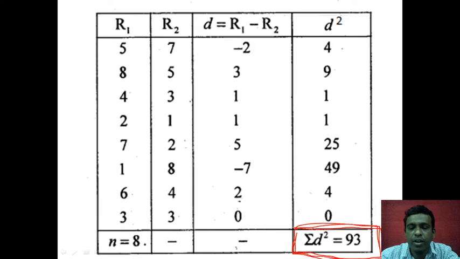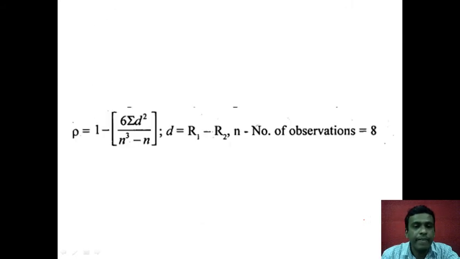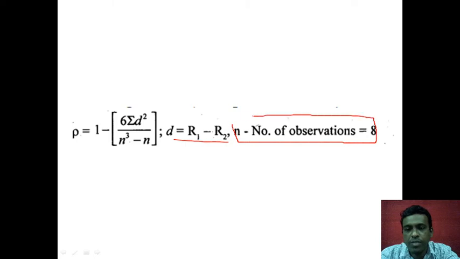The formula I have already given in the earlier slide. The same formula we have to write here once we find out d square, that is summation d square. So rho, Spearman's rank correlation, equals 1 minus 6 summation d square divided by n cube minus n, where d is R1 minus R2, which we have found out, and n is the number of observations, that is equal to 8 in this case, because 8 students were there, 8 sets of observations we have.